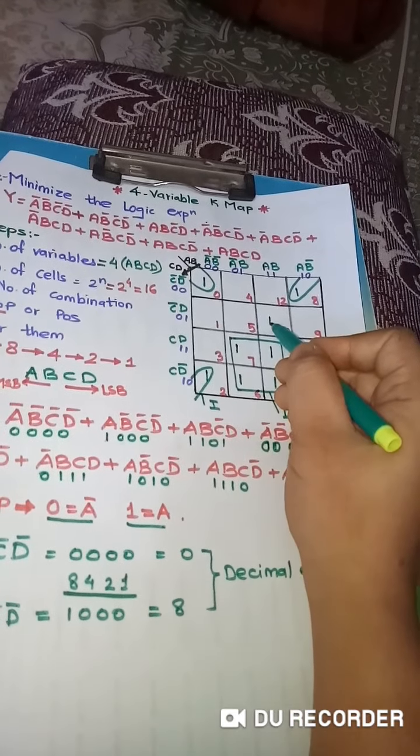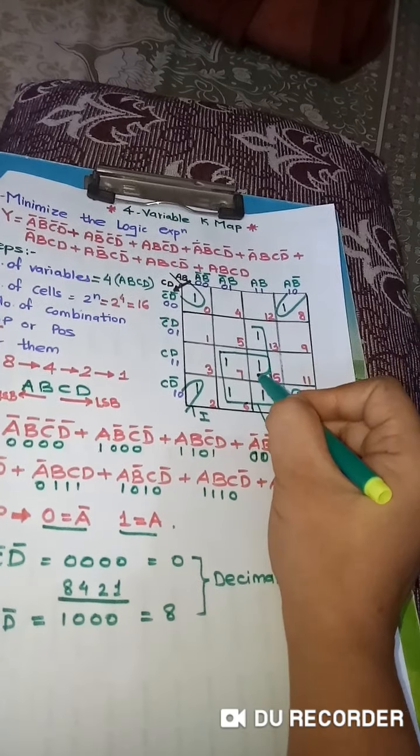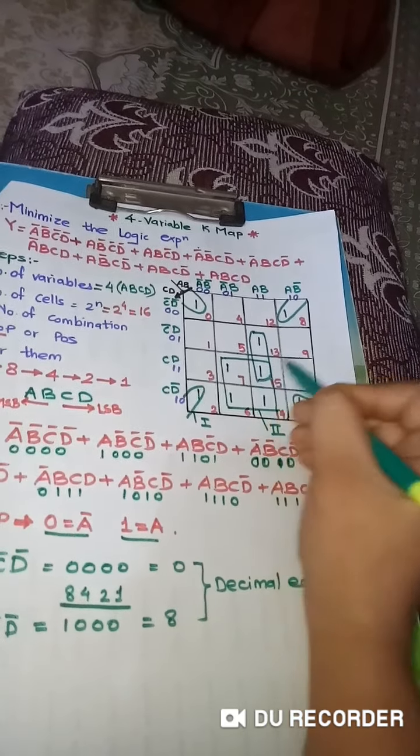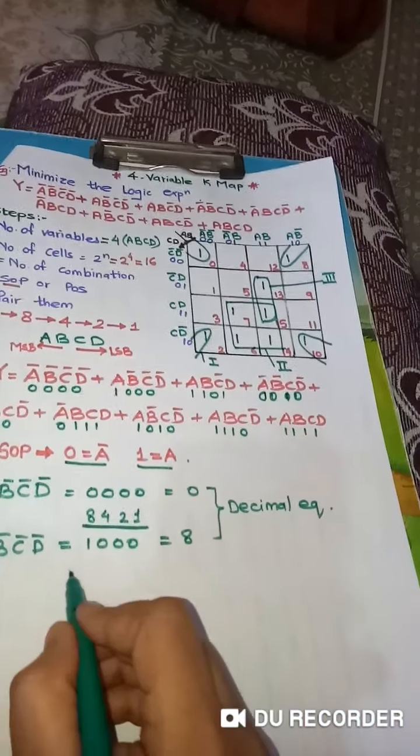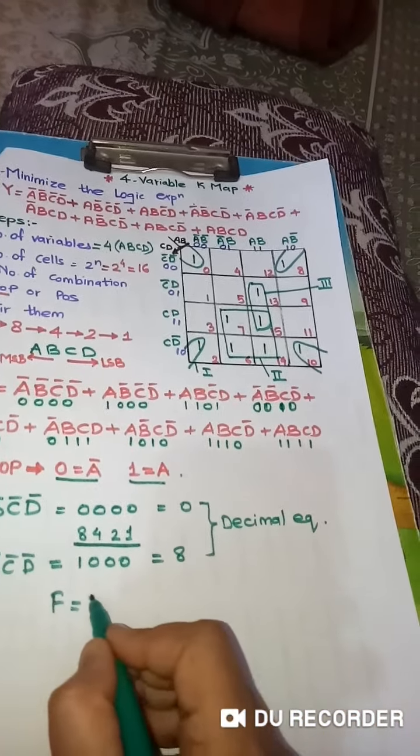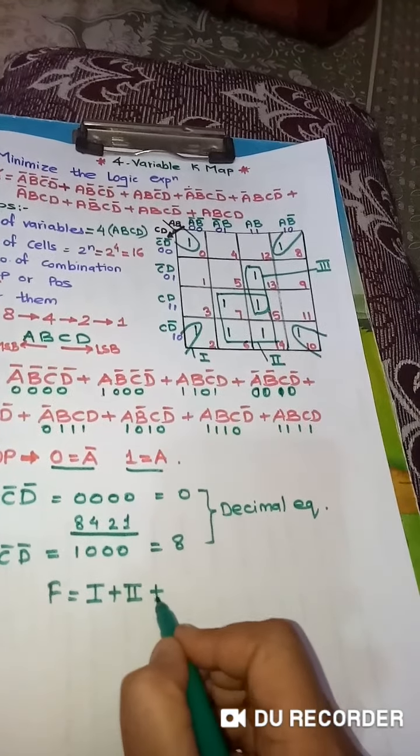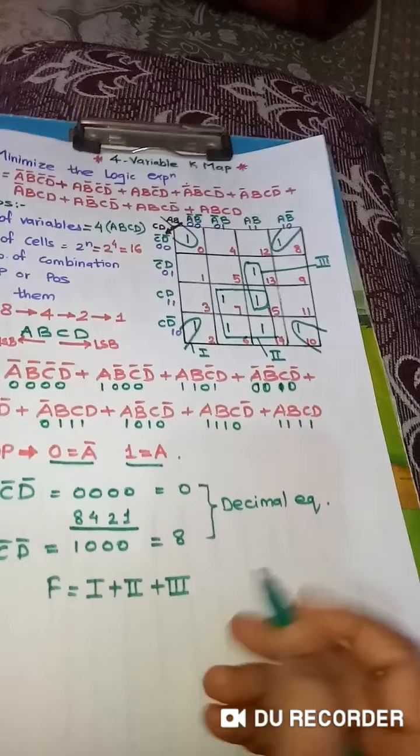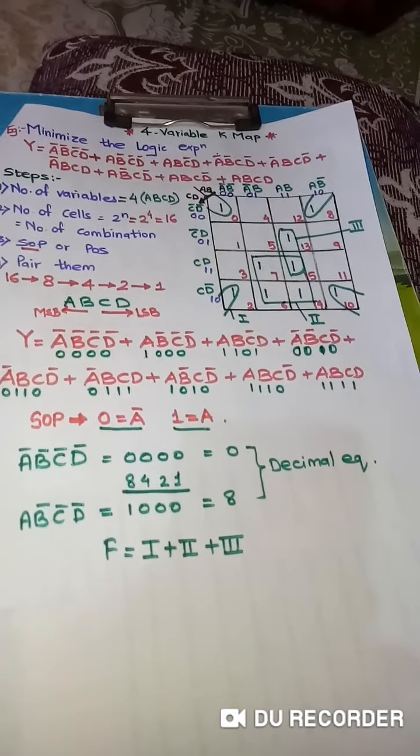Now 1 is remaining here, so I can make a group of these 2 ones also. So this will be a group of 2. So I will group it like this, and this group will be my third group. So my function now is f is a function of 3 groups, group 1 plus 2 plus 3. Now the next step is to write the common things in these particular 3 groups.